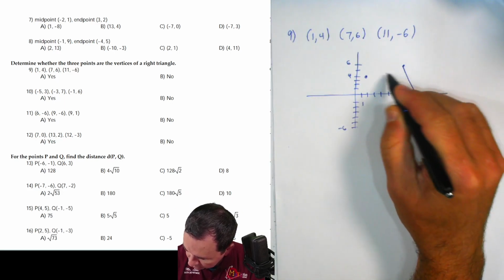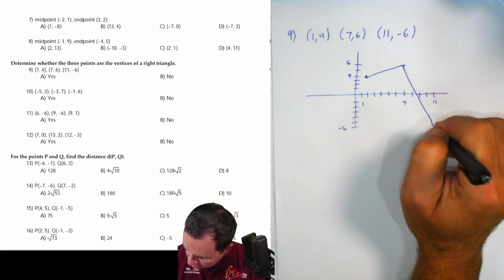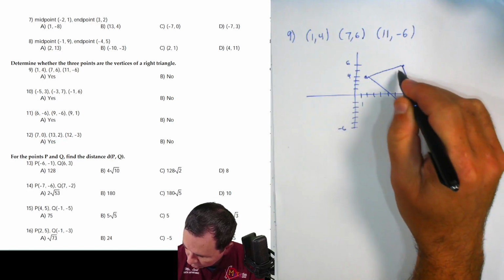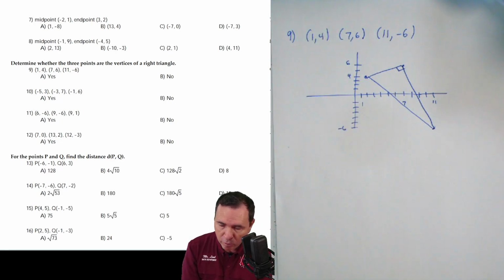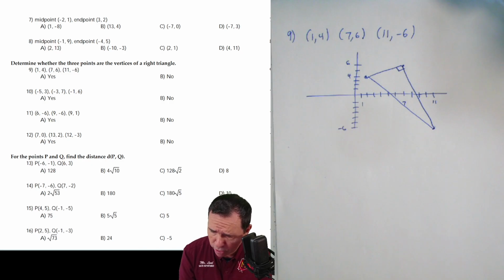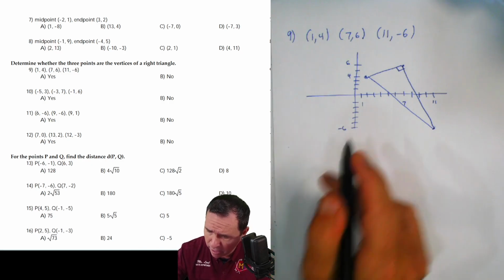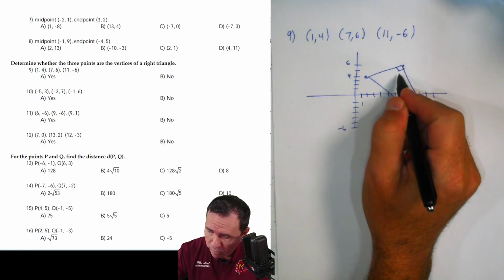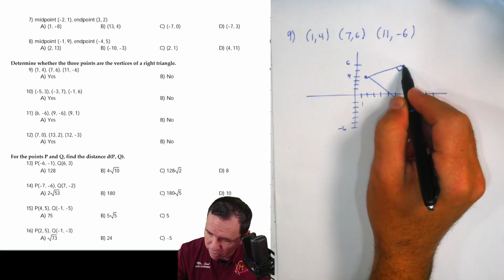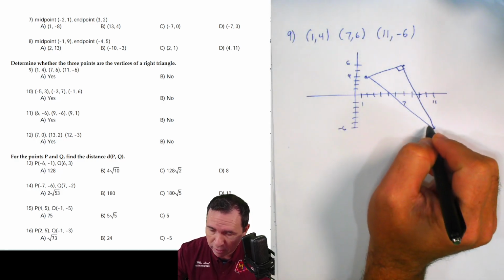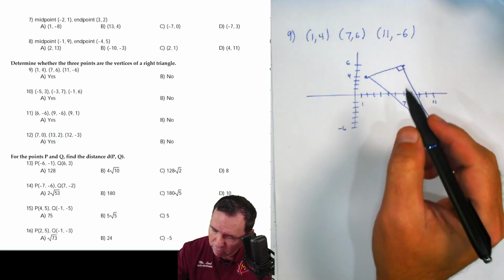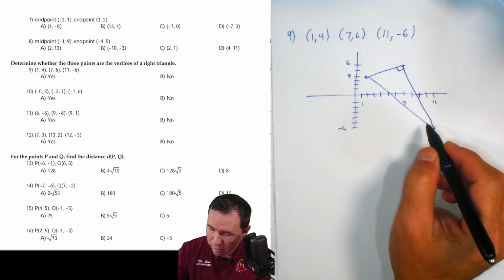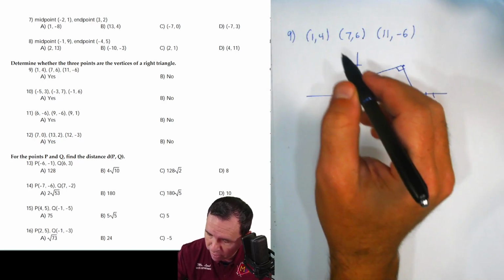We connect the dots. And we notice that it is a right triangle, okay? Now, if you want to be 100% sure that that's a right angle, then what you do is you find the slope of this and you find the slope of that. And if they're negative reciprocals of each other, then it is a right angle. So let me show you how that's done.